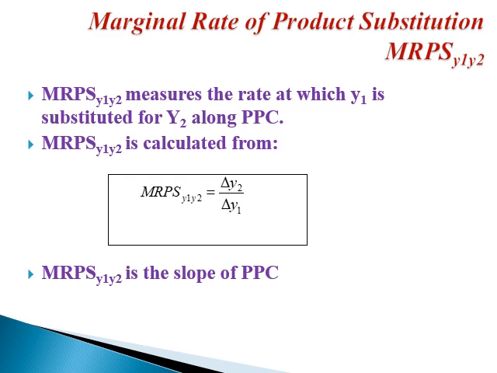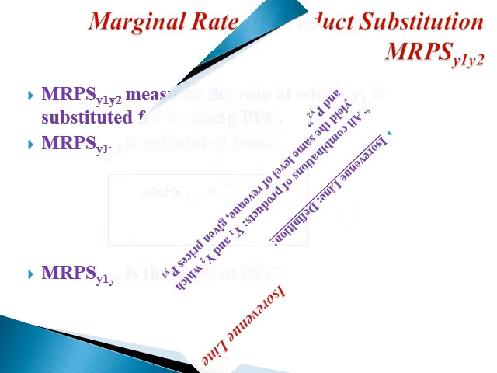Okay? So MRPS, Y1 for Y2, which is the marginal rate of product substitution, Y1 for Y2, measures the rate at which Y1 is substituted for Y2. If I increase Y1 by 1 unit, by 1 ton, by how much should I decrease Y2? Okay, because I have limited amount of resources. Okay, and this is the slope of the production possibility curve.